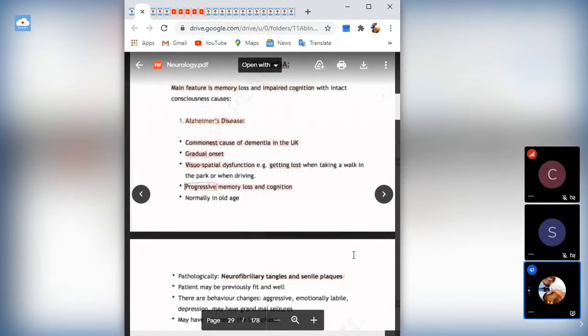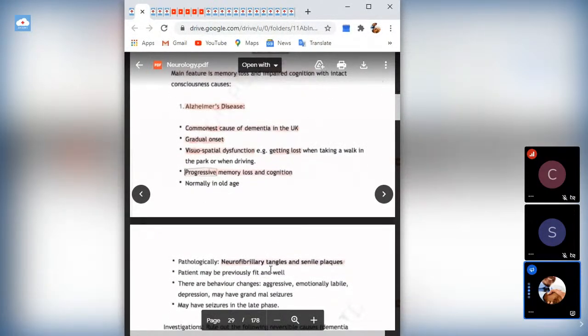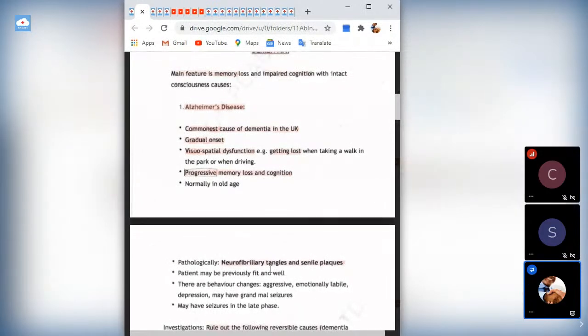All right, I'm going to continue. So the patient may be previously fit and well. There are behavioral changes as well. And when you're talking about cognition, the seat of cognition is in the frontal lobe, so anything that affects this will tend to give you behavioral changes, all right? Aggressive behavior, emotional lability, depression, and the patient may even have grand mal seizures as well.